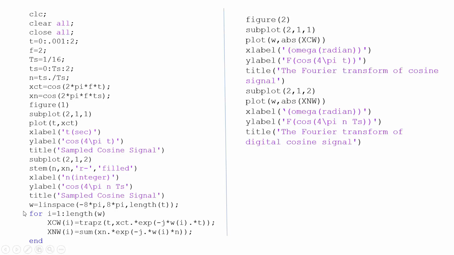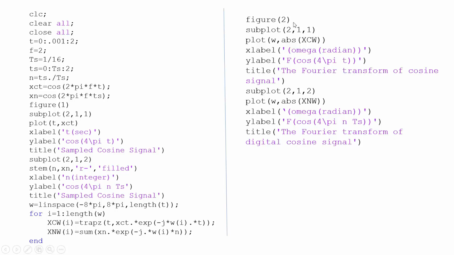Title is given. Now this is the linspace, because we are selecting for the Fourier transform a range from -8 pi to 8 pi, as we did in the case of the continuous time domain signal. Now we will create a for loop where I will go from 1 to the length of this w, which will come from this expression, and trapz will be used to get the integral part, and sum will get the summation part for the discrete signal, and this will be for the continuous time signal. So both expressions we will use for calculating the Fourier transform.